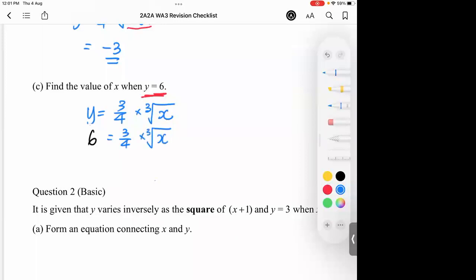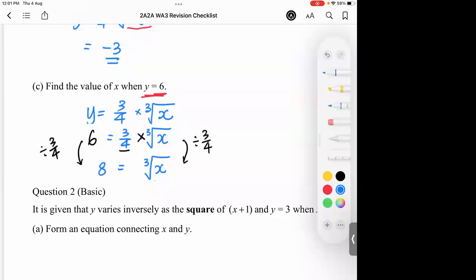First thing, I cannot find the x directly. I keep the cube root of x first. But I want to get rid of 3/4. This one here is multiplication. How do I do the opposite? I need to get rid of the 3/4, so I divide by 3/4 first. So 6 divided by 3/4 gives me the number 8.